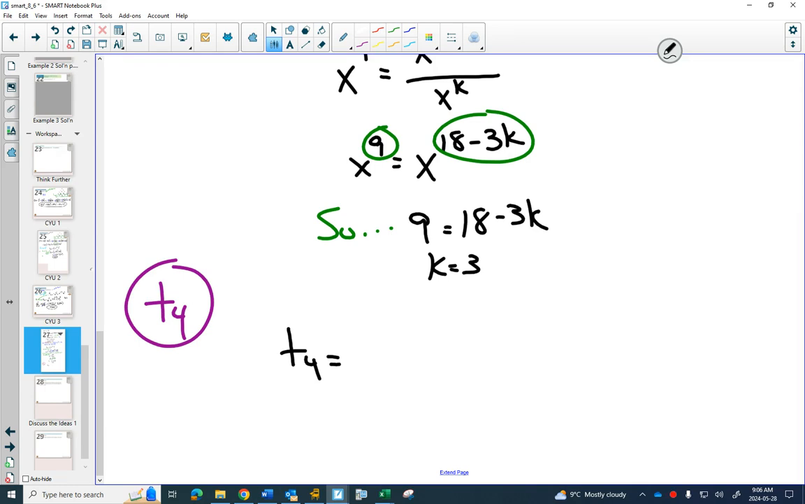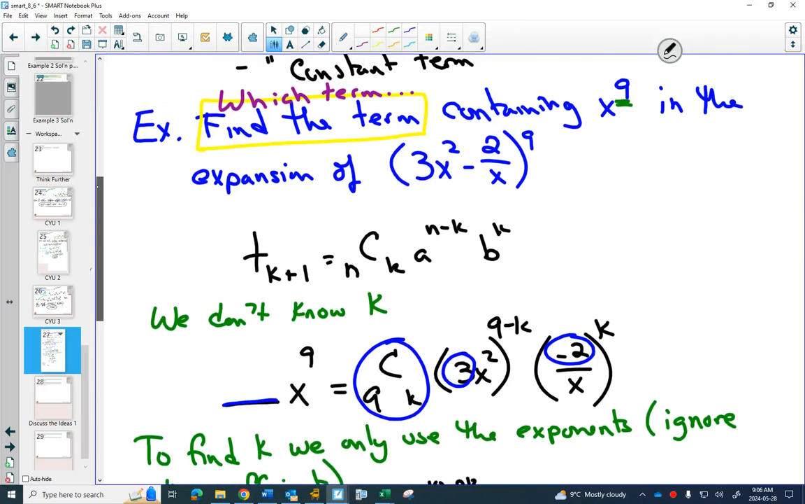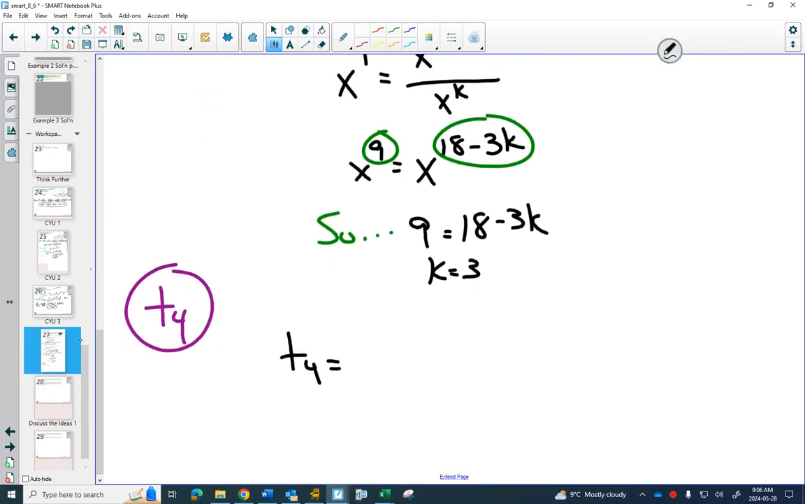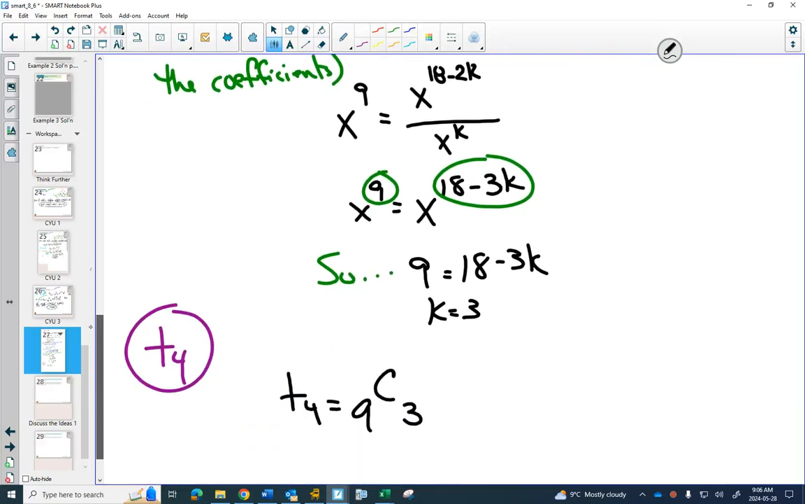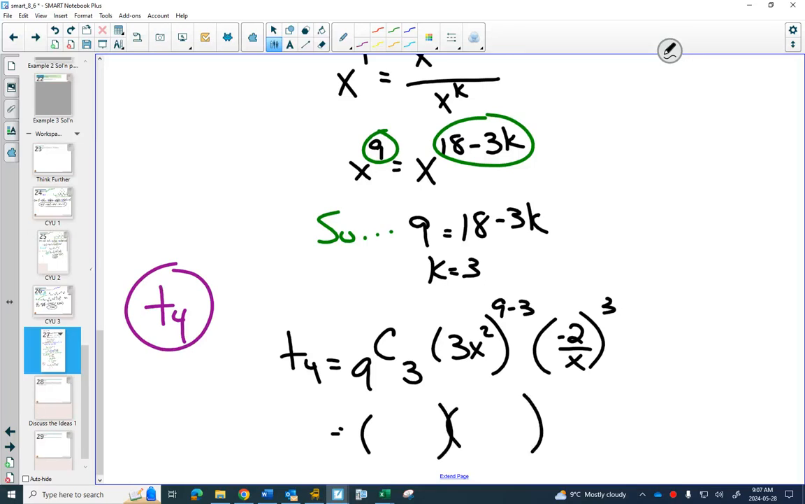Okay. So now I go back to the main formula, go back to the regular question, but now I know I want to find term 4. So it's going to be 9 choose k is 3. Your a value was 3x squared to the power of 9 minus 3. And our b value was negative 2 over x, and that's to the power of 3. Again, simplify each of these separately.